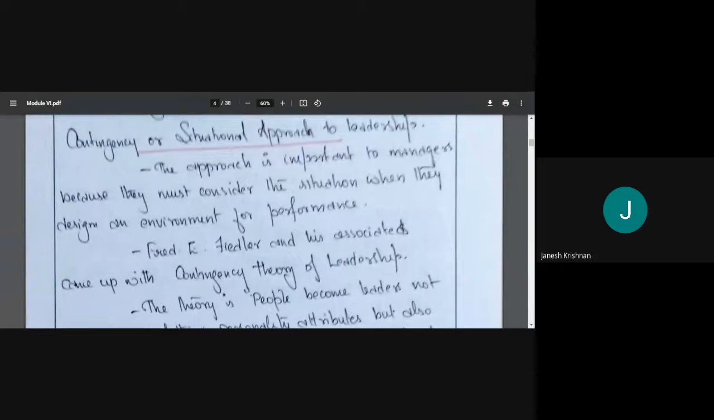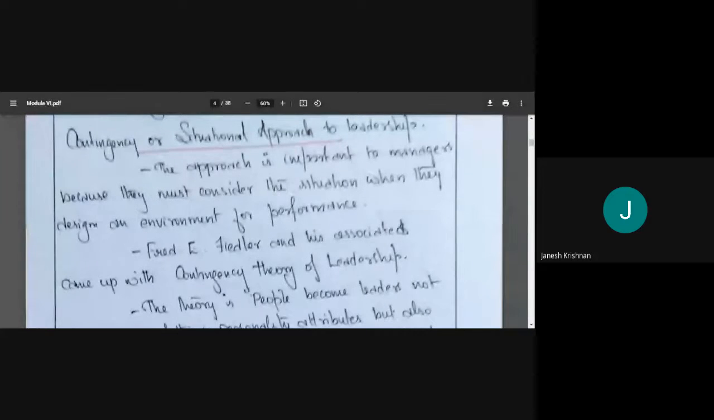What we can do is take the positives. We can take it as an indicator of what a leader should be. So that was the trait approach. The next approach is the contingency or situational approach. That was developed by Mr. Fred E. Fiedler. Fiedler and his associates came up with this theory.